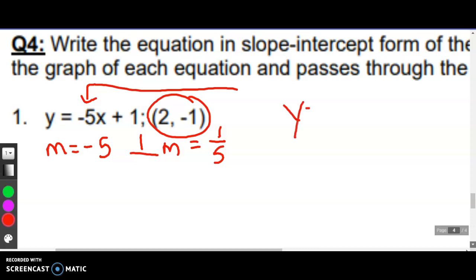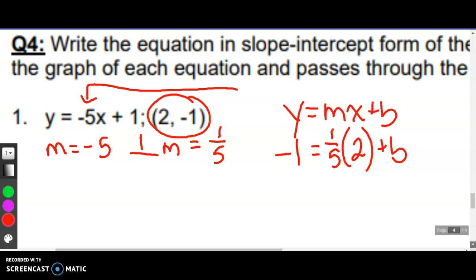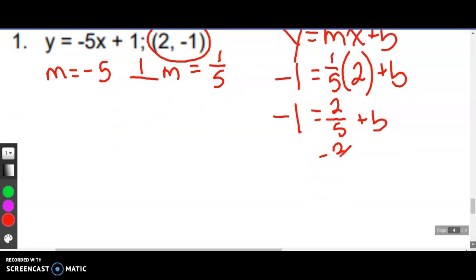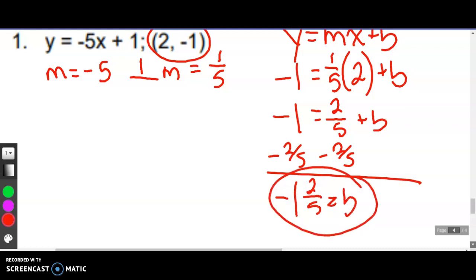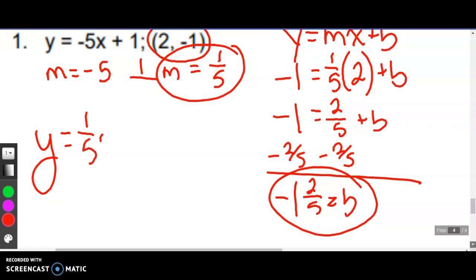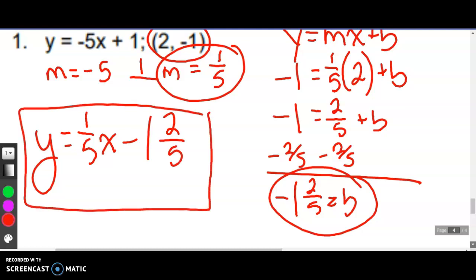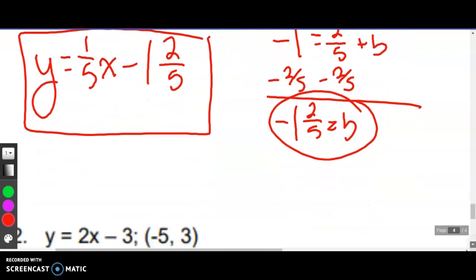So what I do is y equals mx plus b. Negative 1 equals 1/5 times 2 plus b. Negative 1 equals 2/5 plus b. Subtract 2/5 from both sides, and we find that negative 1 and 2/5 equals b. So if that's b, and we know that this is our m, we can write y equals 1/5 x minus 1 and 2/5. And that's our equation for a line that's perpendicular and passes through that point.